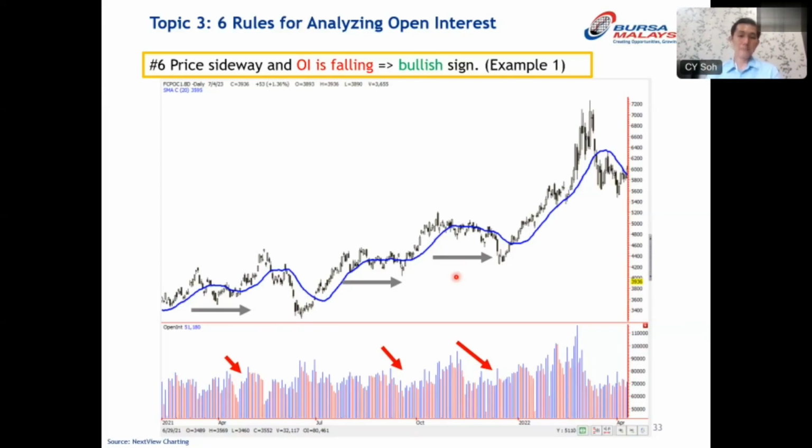There is no fail-proof technical indicator or analysis. There will be times, even when you interpret it correctly, that the price still goes the other way. So of course you need to be able to manage your risk in futures trading. For this example, the last one here, it is actually a failed example.